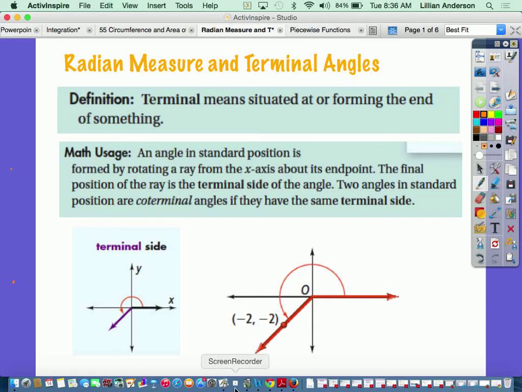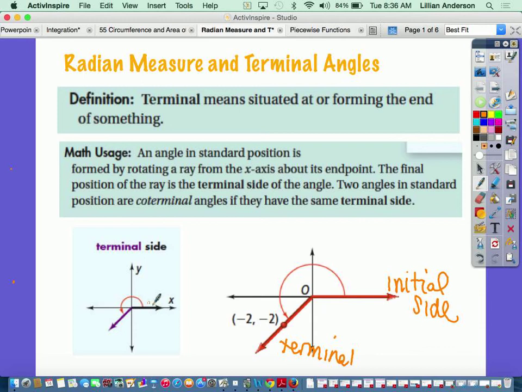Let's start off with talking about terminal angles first. Terminal means situated at or forming the end of something. Basically you have these angles within a coordinate plane. You have one side that's called your initial side. This is the side that does not move, and it's always located on the x-axis. Your terminal side is the side that is moved to form your angle. Like in this picture, the purple line that's highlighted will be your terminal side.